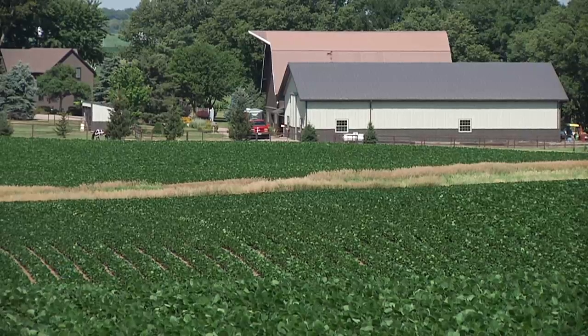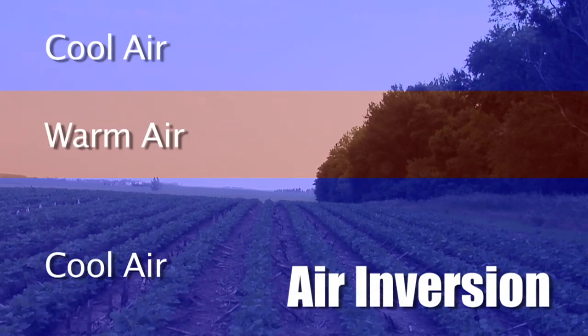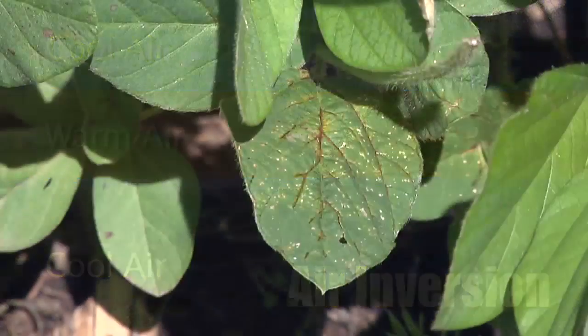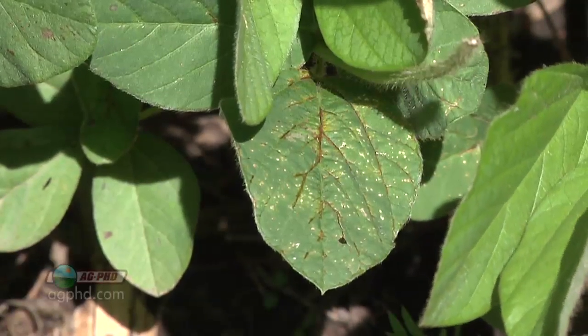There's a layer of warm air trapped between cool air near the ground and another cool layer above. In an inversion, spray particles will move horizontally since they can't move vertically through these layers. This can result in spray drift moving farther than you would ever imagine.